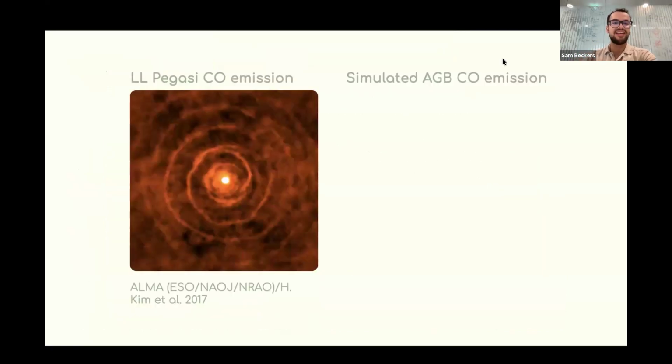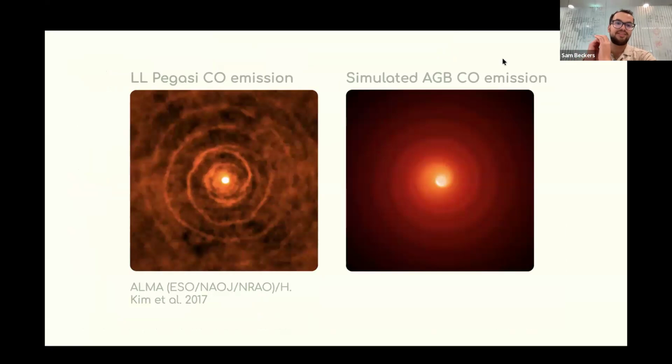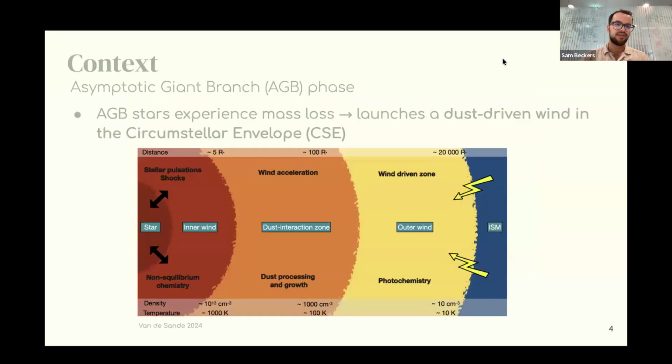And today I'm going to talk about AGB stars. On the left, you see an AGB star that has been observed by ALMA and its CO emission. Next to it, I put a simulated AGB CO emission that I made in Phantom. Today I'm going to talk about how we went from this picture from ALMA to this simulated image. So to start, let's have some context.